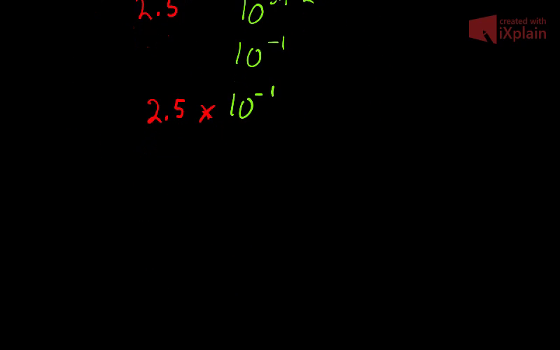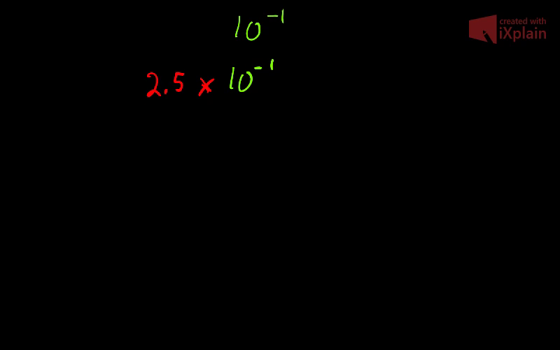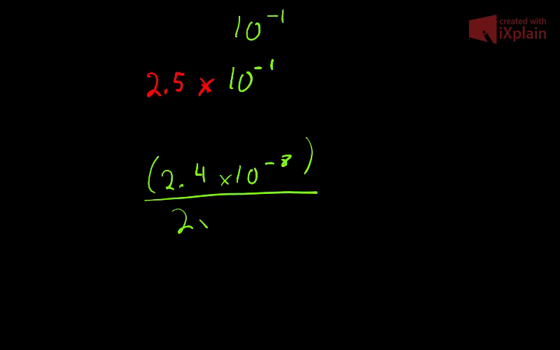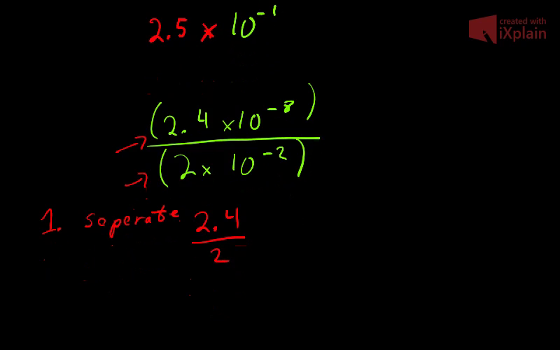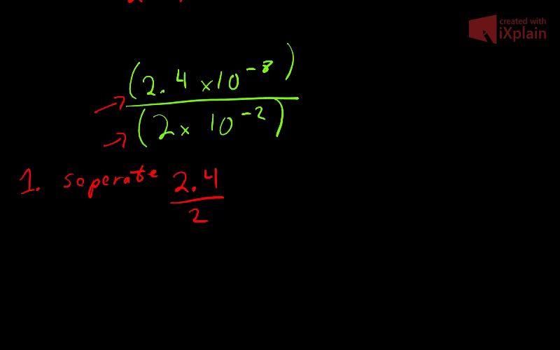Speaking of dividing, I would very much enjoy working on the problem. Let me write this out. It's 2.4 times 10 to the negative 8, and we're going to divide that by 2 times 10 to the negative 2. Once more, the first step is going to be to separate them. So separating them means I take my 2.4 and my 2, and I write it on one side. 2.4 divided by 2. And then I'm going to take my 10 to the negative 8 and 10 to the negative 2 on the other.